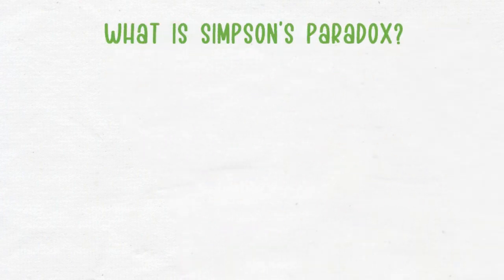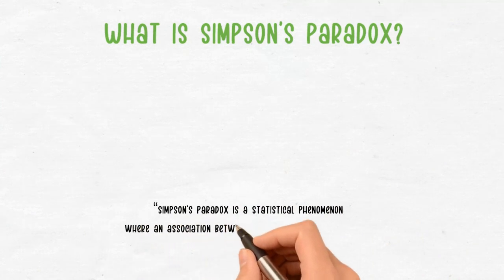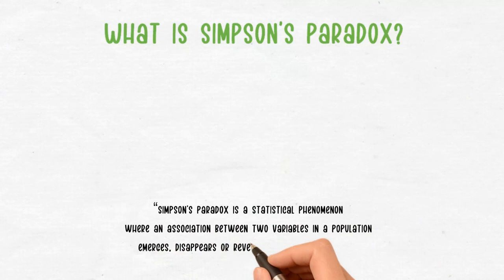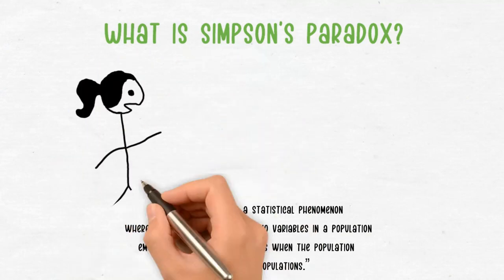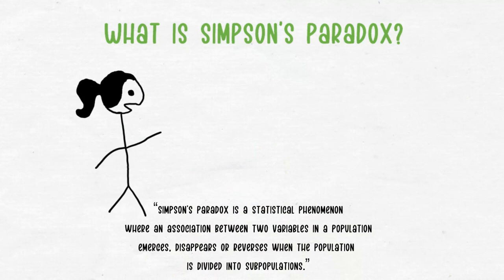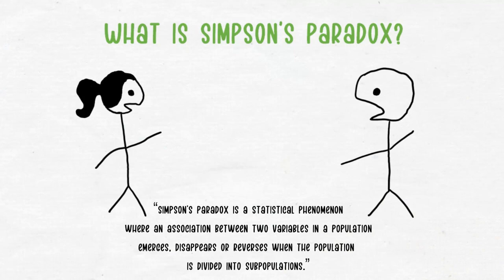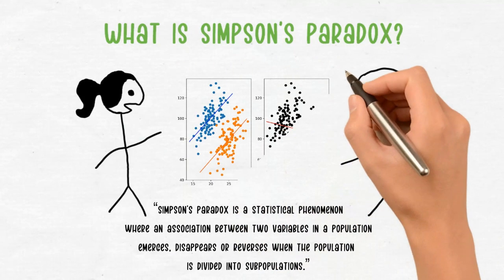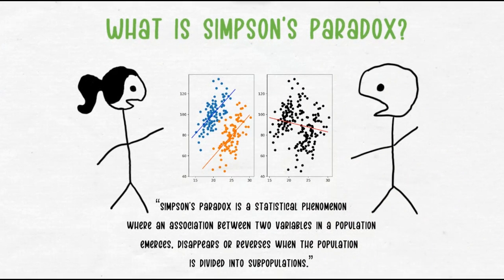So, what exactly is Simpson's paradox? Simpson's paradox is a statistical phenomenon where an association between two variables in a population emerges, disappears, or reverses when the population is divided into subpopulations. This counterintuitive result happens due to differences in group size or other structural imbalance in the data. To see this paradox in action, let's analyze a real-world example where combining separate categories leads to misleading conclusions.